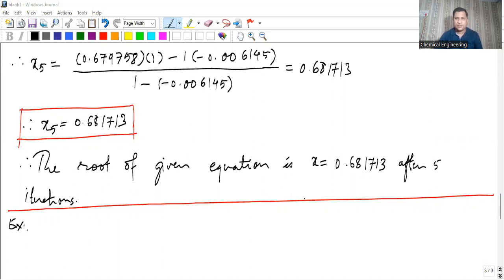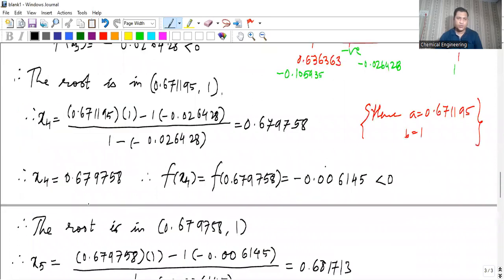Excuse me, sir. Yes. Sir, in X4, I have got different values from what you have written. How much different did you get? Sir, I got 0.679660 in X4. 9660. It's okay. So you are accurate up to 10 raised to minus 3. Okay. So eventually, as we go with more iterations, we'll reach a more accurate answer.